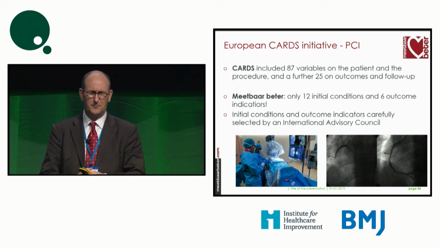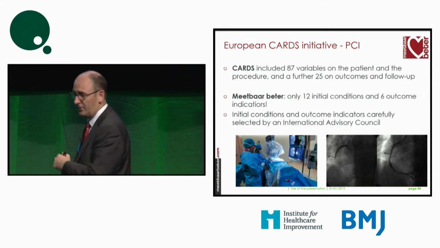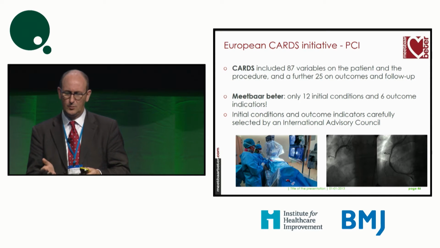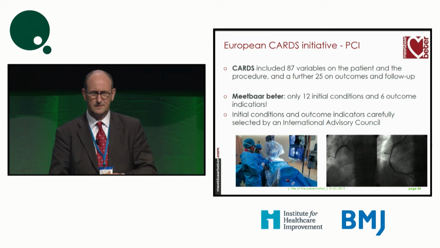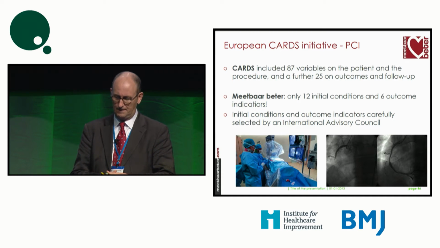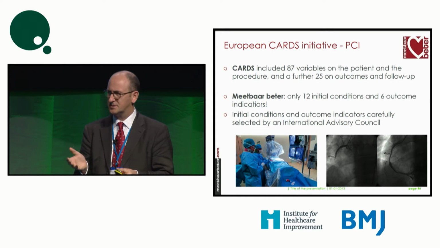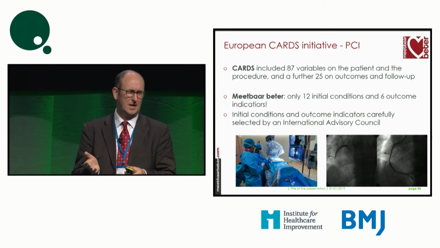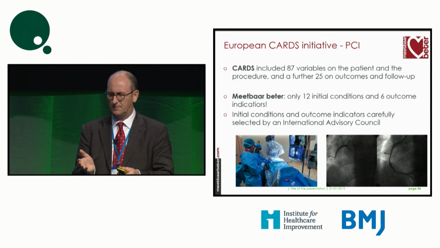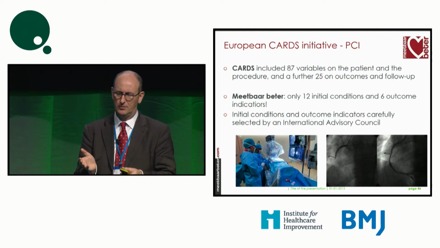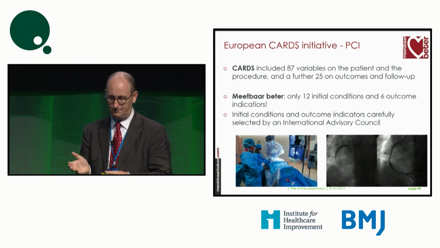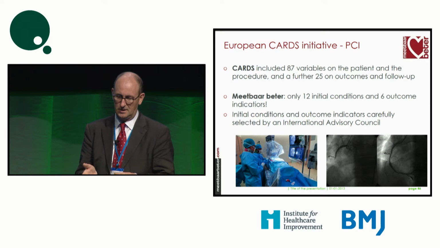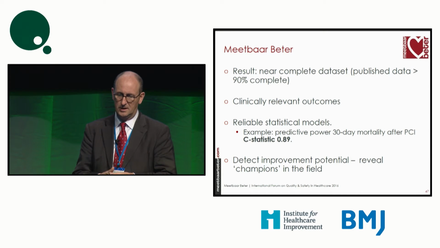For the case of PCI, percutaneous coronary intervention, the business of opening blocked coronary arteries, there are only 12 initial conditions of the patient and 6 outcome indicators needed for this database. So how can it be so compact and concise? Well, international experts were asked, what do we minimally need to truly properly describe the patient population and measure their outcome? And they came up with this very compact database.